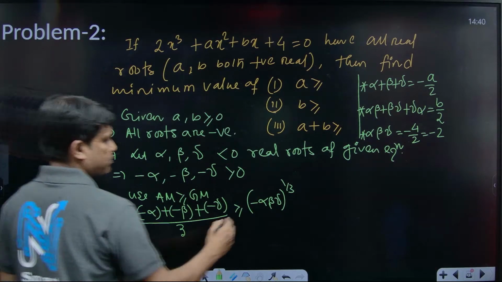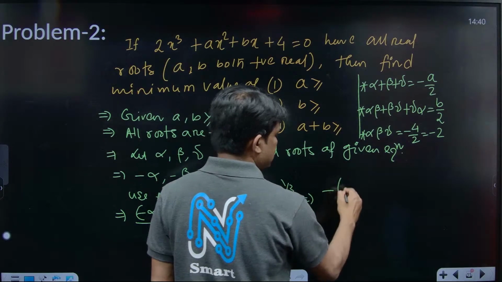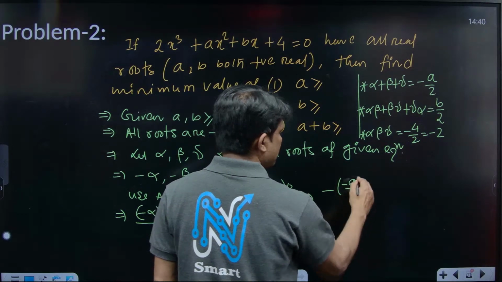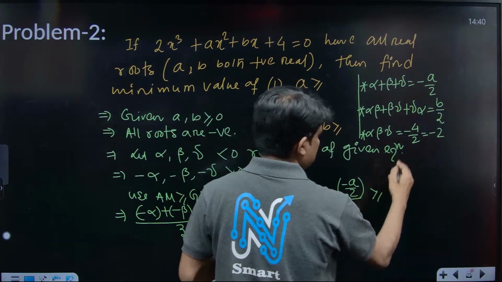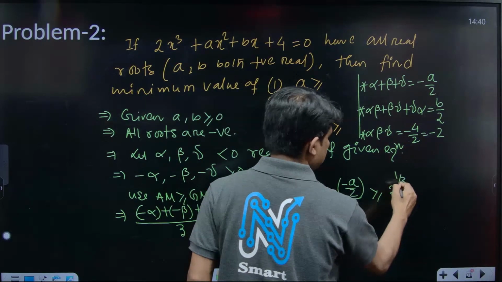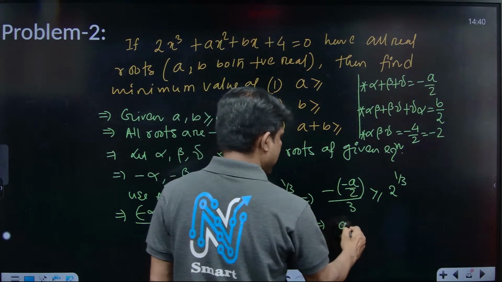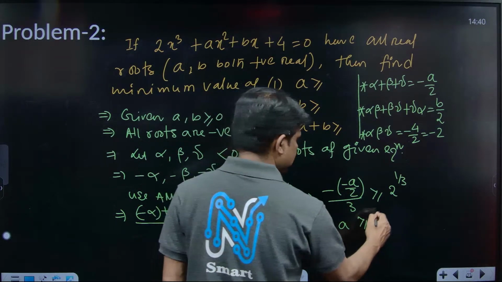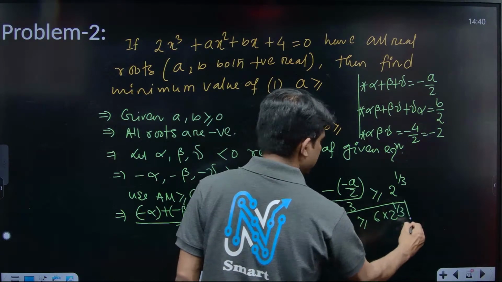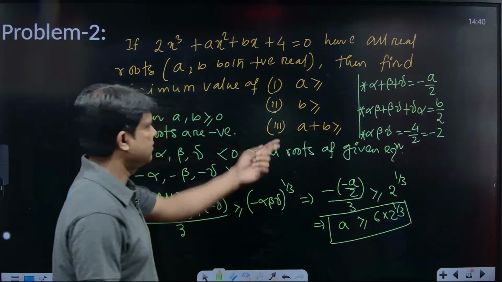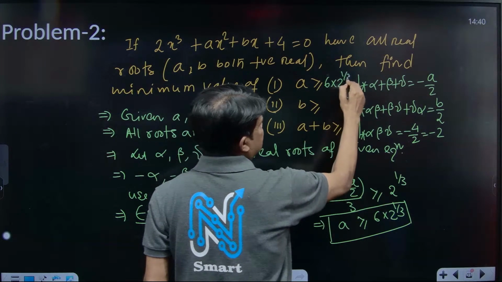Taking minus common, alpha plus beta plus gamma is minus a by 2, so minus of minus a by 2, divided by 3, is greater than or equal to 2 power 1/3. So a by 6 is greater than or equal to 2 power 1/3. That means a is greater than or equal to 6 into 2 power 1/3. This is the minimum value of a.